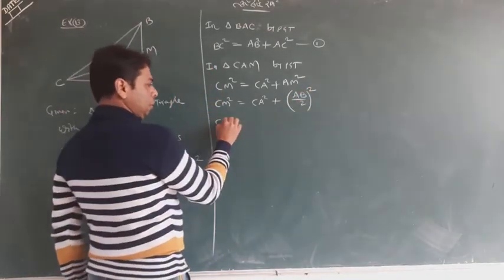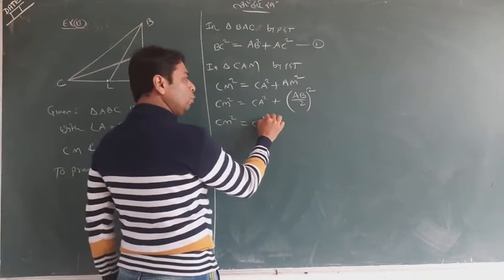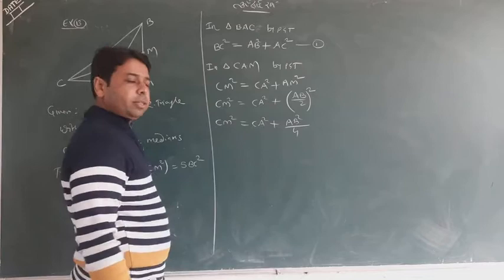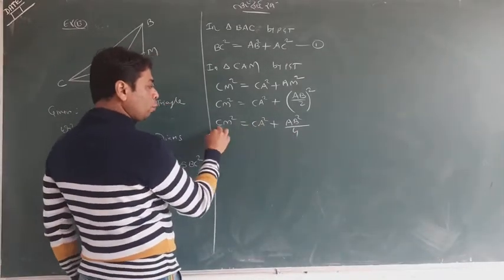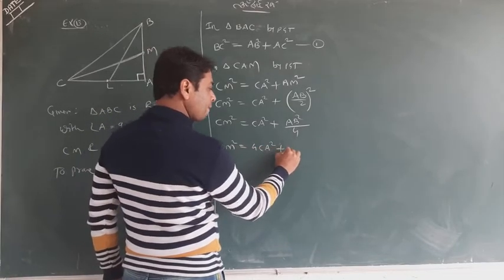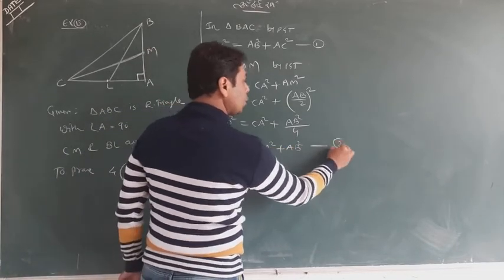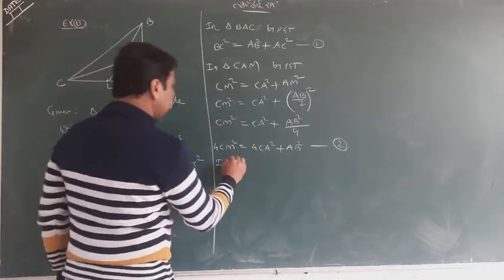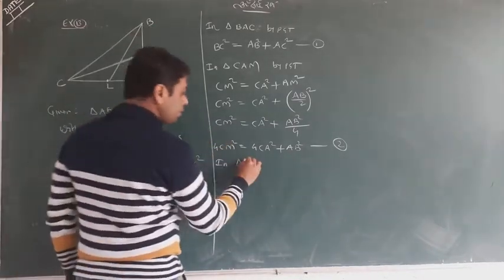And more, I want to open it separately and take an LCM. 4 will come here, 4 also will come here. This is equation number 2. Afterward, I'll choose the third triangle, BLA.